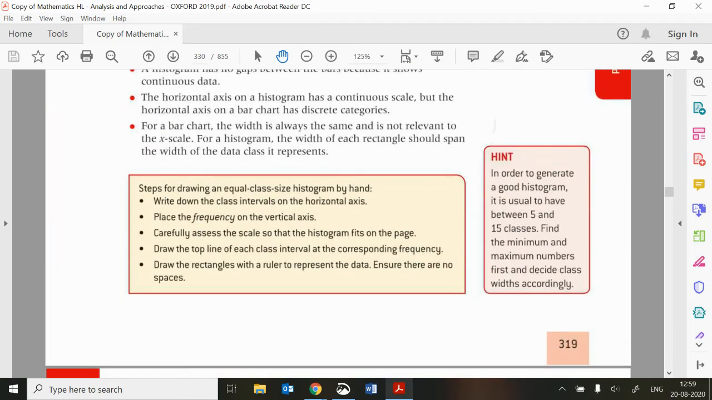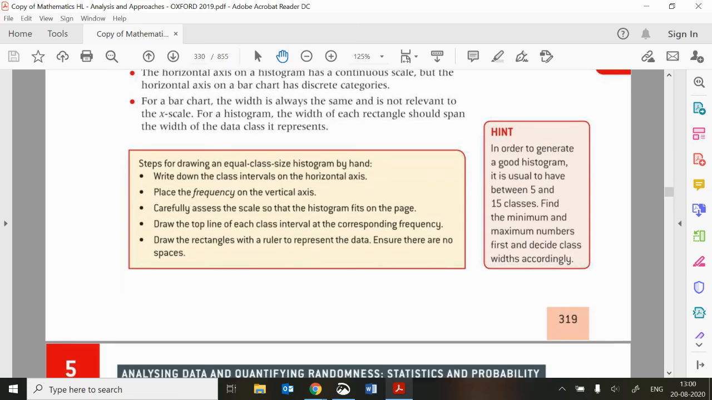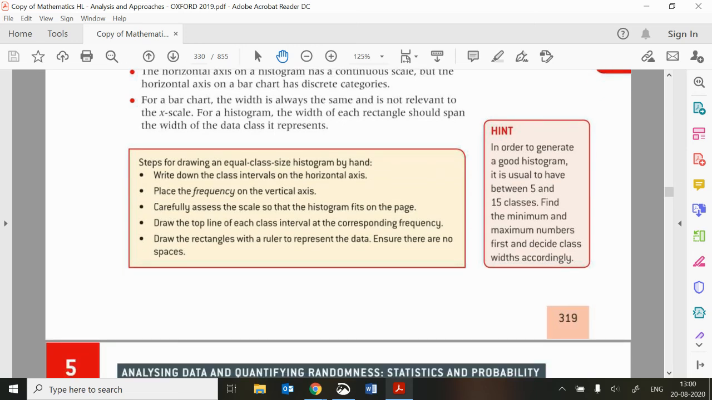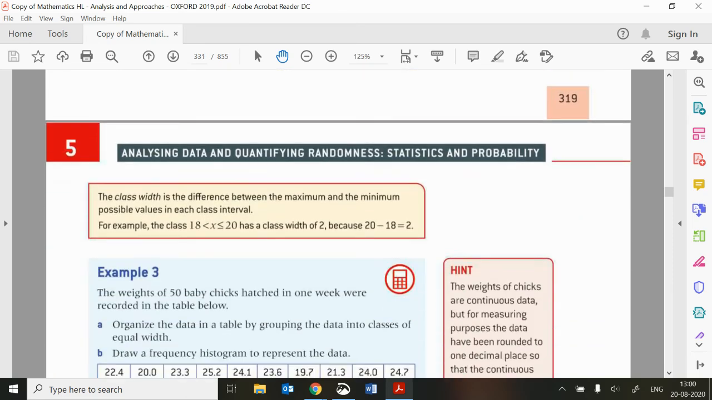It's interesting, isn't it? They're giving you here steps for drawing an equal class size histogram by hand. They're telling you how to draw a bar chart. We've gone from doing implicit differentiation in the last section of the last chapter, in cases where there are related rates of change in applied problems, really sophisticated mathematics, to this box here telling you how to draw a bar chart. You can read it through yourself.